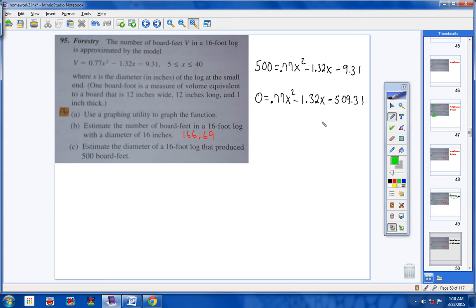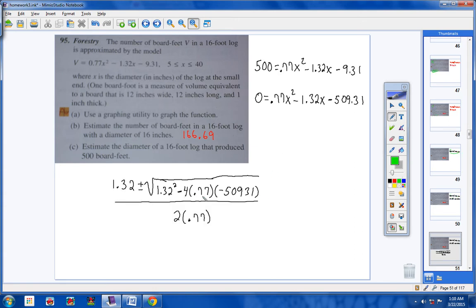Now, here's where it gets a little difficult. You can use the quadratic formula, which is a great thing to do, and it will give you the right answer. Or you can use a graphing calculator, type this into your grapher, and look for your x-intercept. That's fine too. Either way works. If you use the quadratic formula, you'll have this right here, and then we'll simplify it down to this right here.